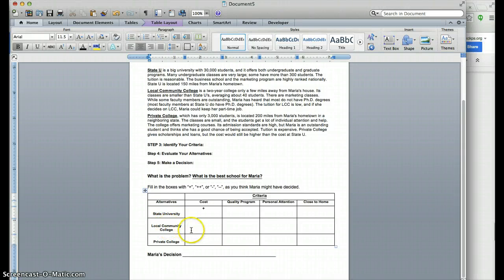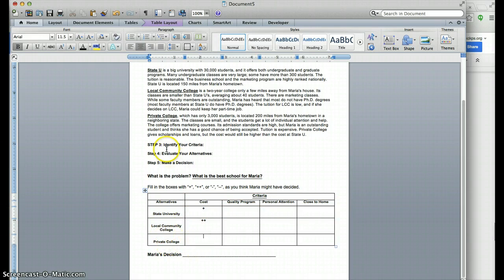For local community college, let's look at the information. So LCC is a 2-year college only a few miles away from Maria's house. Its classes are smaller than State U's, averaging about 40 students. There are marketing classes. While some faculty members are outstanding, Maria has heard that most do not have PhD degrees. The tuition for LCC is low. So that is our clue, and based on that information, we could put two pluses for a local community college.